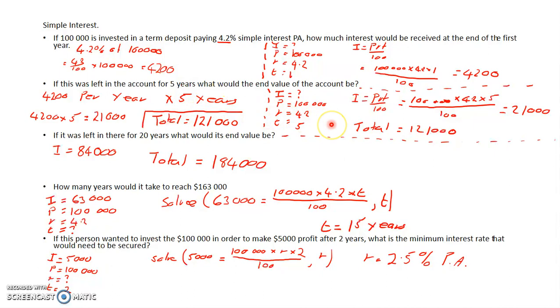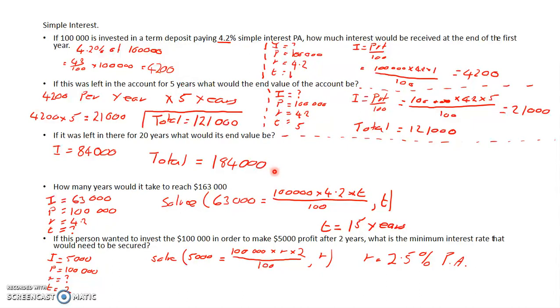Again, you could have used a simple interest formula over here where time was 5. Again, you would have found out that interest is $21,000, so add that onto the starting amount to give your total amount of $121,000. If it's left there for 20 years, what would the end value be? Do the same thing again, but this time your time is 20, and you would have ended up with interest being $84,000 no matter which way you did it. Again, if you wanted the total amount, you had to add that onto the start.